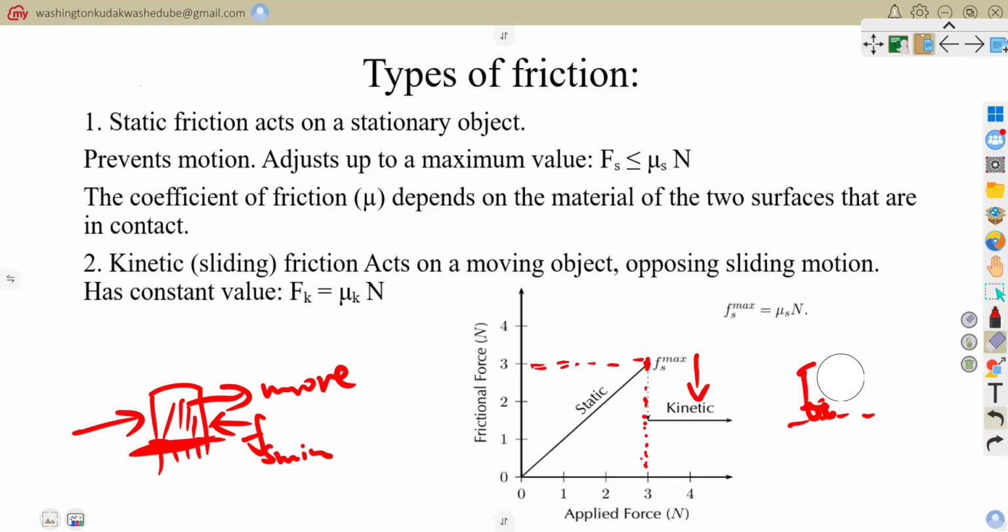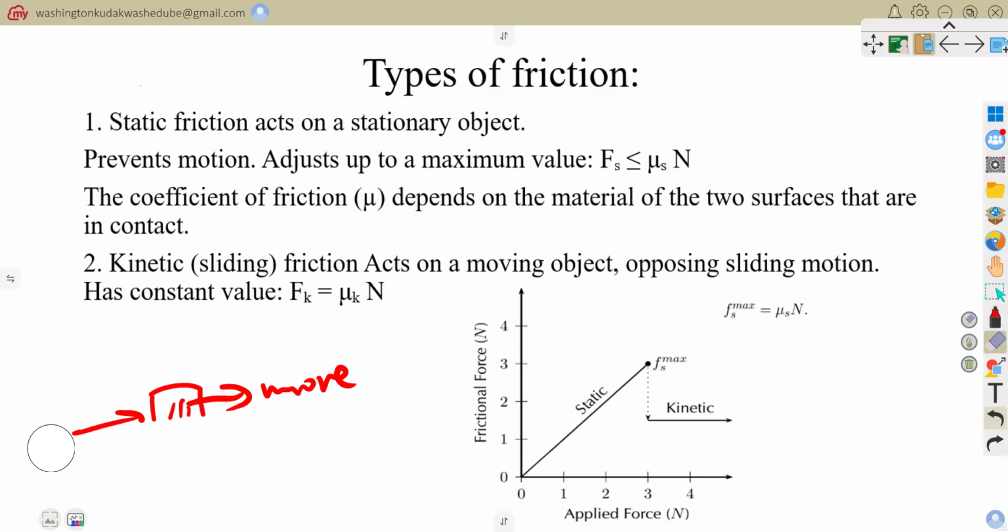So a question will come into the exam and it will say, describe the relationship between static frictional force and applied force. Use a diagram to depict that explanation, or else use a diagram to support your answer. This is the diagram that you give, and you give the explanation that I've just given right now.